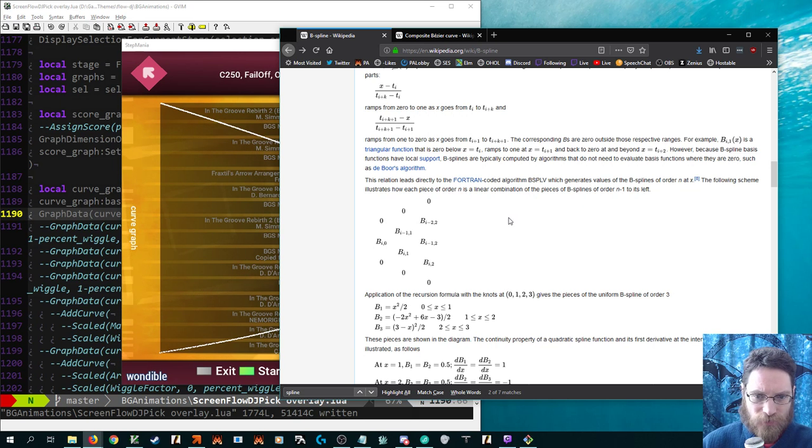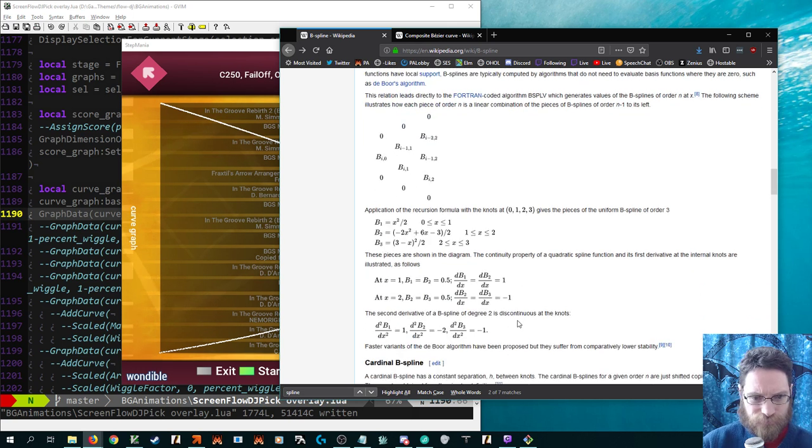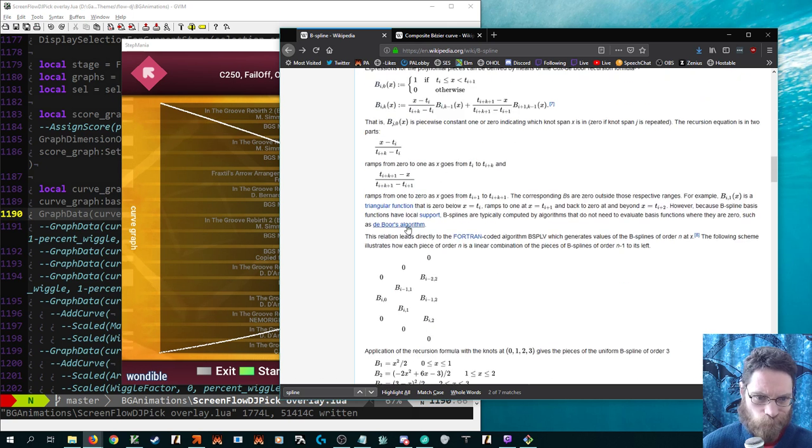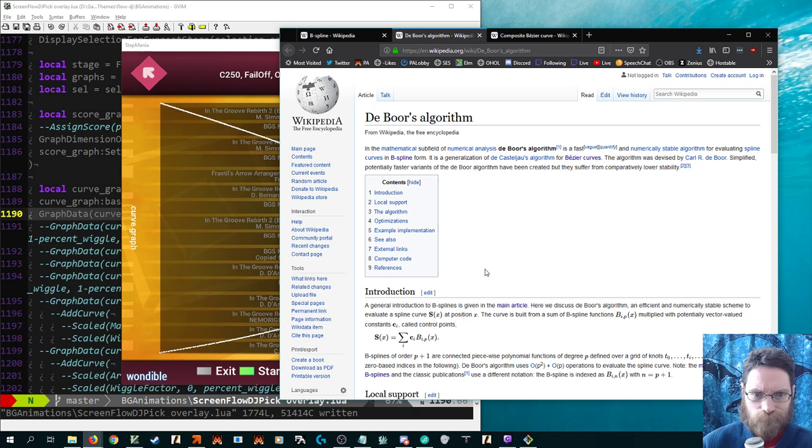Each piece of order n is a linear combination of the pieces of the B-spline of order n to its left. The knots at 0, 1, 2, 3. At x equals 1, b1 equals b2 equals 0.5. And then derivatives. There, for evaluating spline curves in B-spline form. Comparatively lower stability.